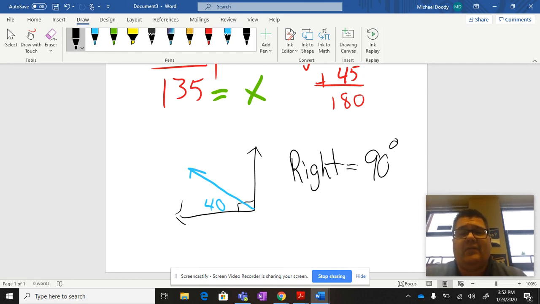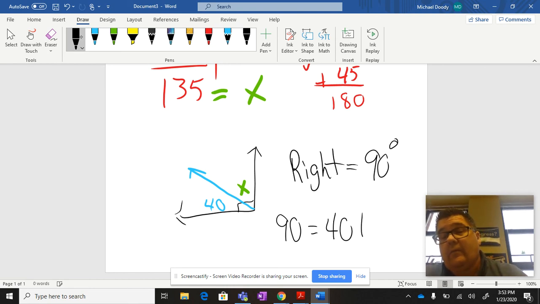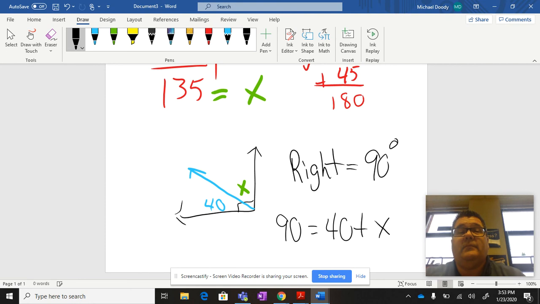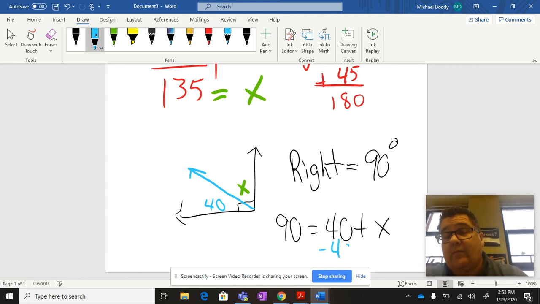So how do we solve for this angle? Well, if we know the entire thing is 90 degrees, and we know if we add these two angles together, it'll equal 90 degrees. I've got 40 plus x. And then just like we've been working on, I'm going to take 40 away from this side. I'm going to take 40 away from this side. That way x is by itself.